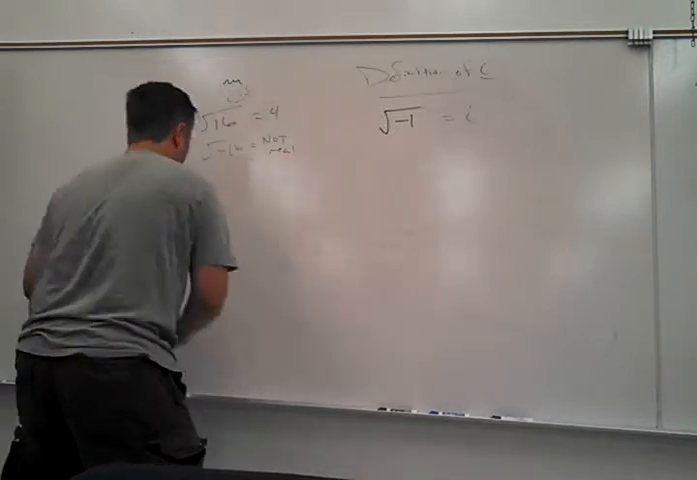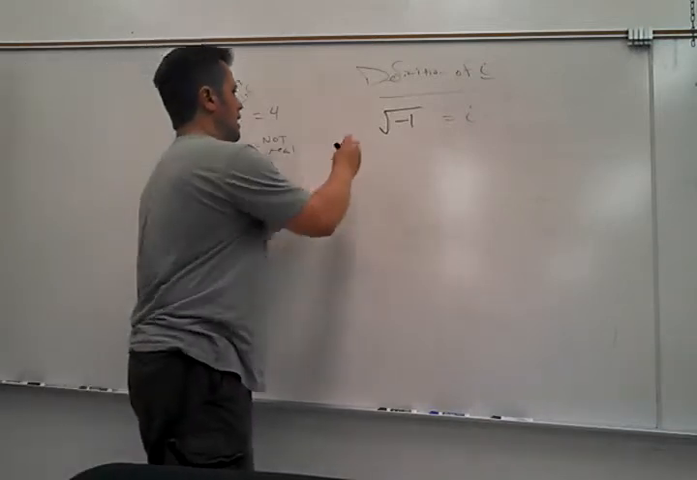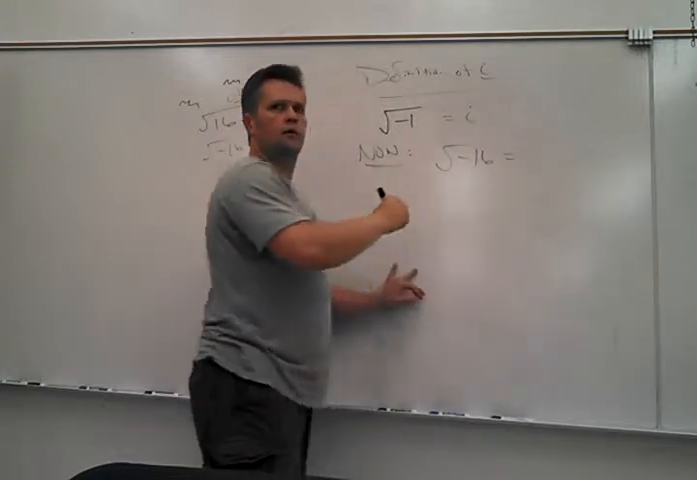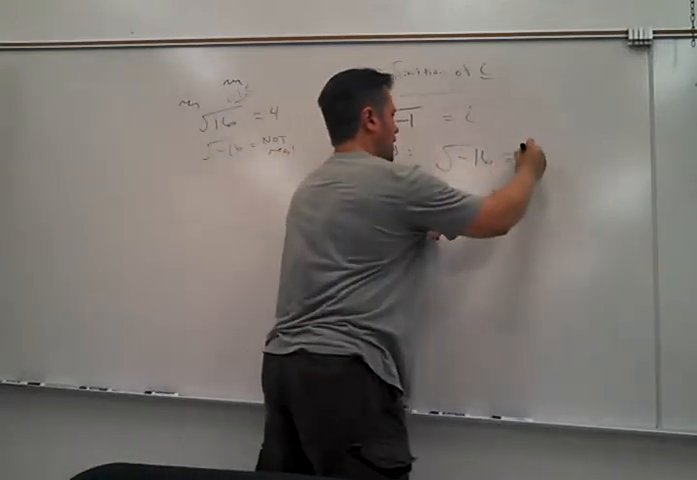I'm going to get a marker that works. Now, square root of negative 16 is 4i. I love it.